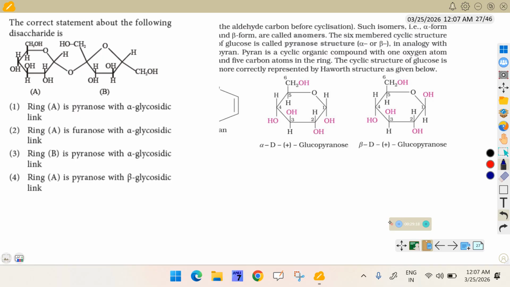The correct statement about the following disaccharide is, according to NCERT lines, ring A represents pyranose with alpha glycosidic linkage.